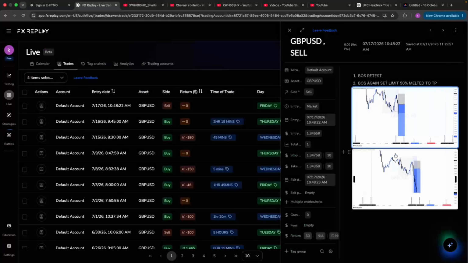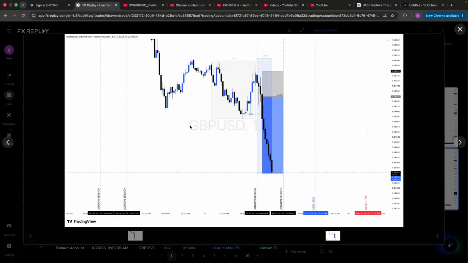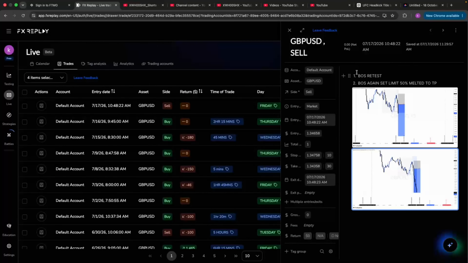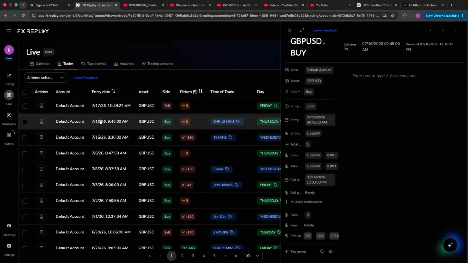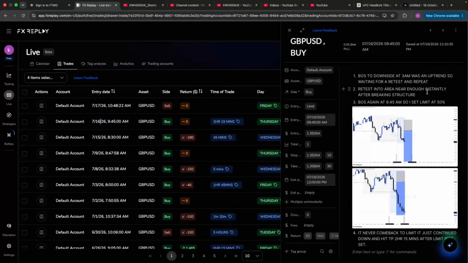Break of structure, and then buy. Oh, it was by 10:23. Hit take profit. Break structure, retest, break structure again, set limit 50%, melted to TP. Start with that trade. And then this was the next trade, break structures.